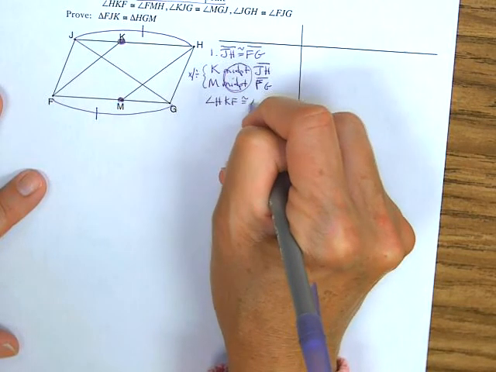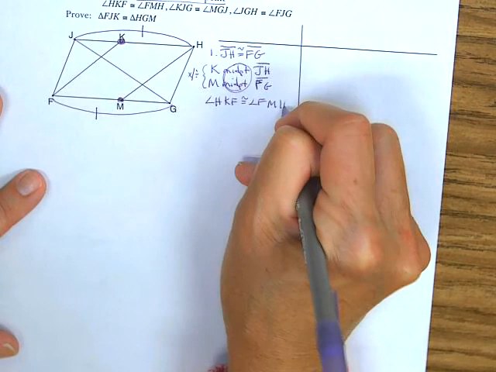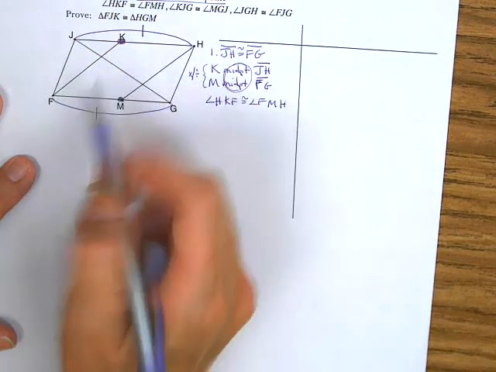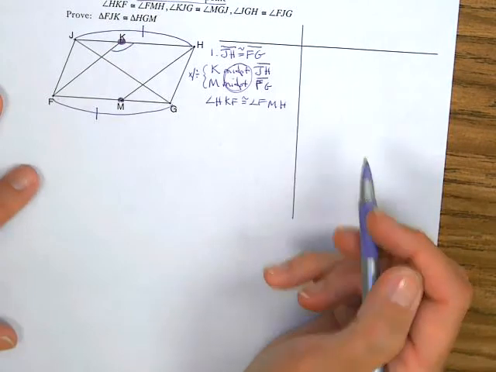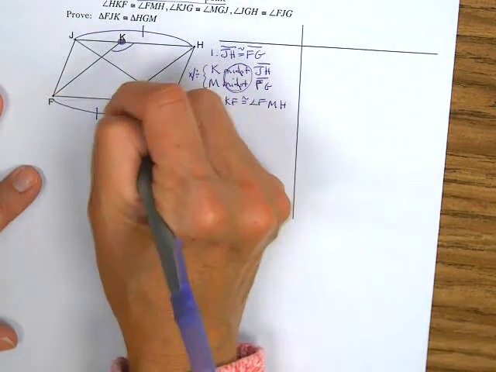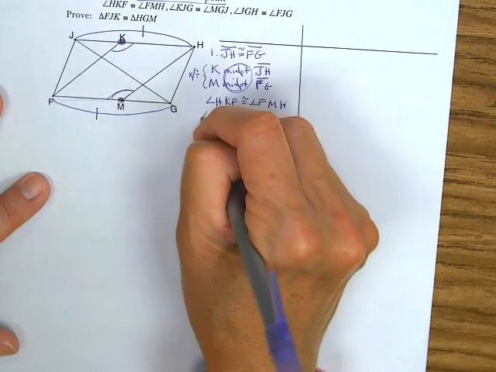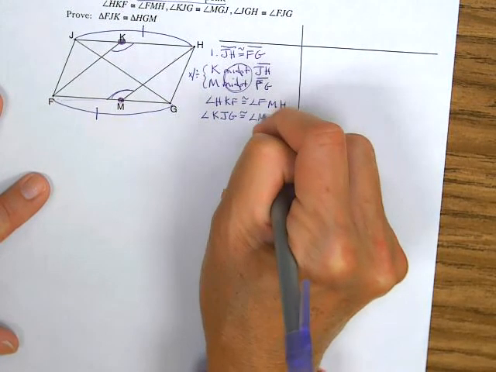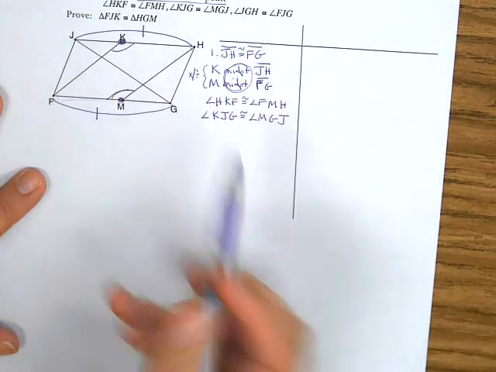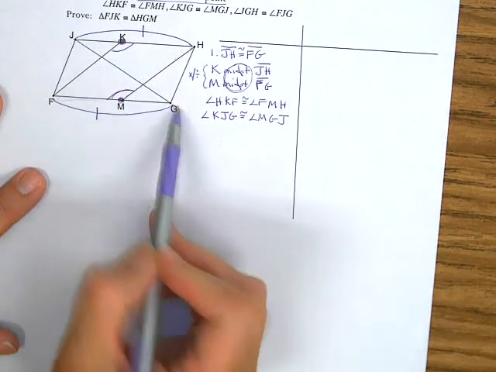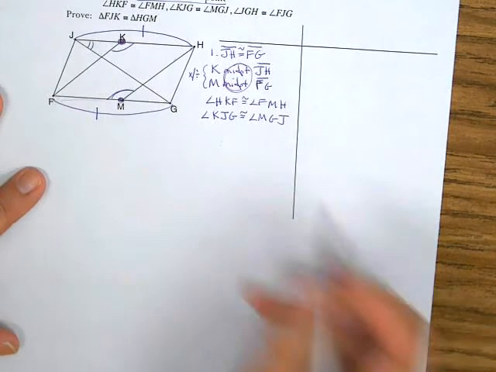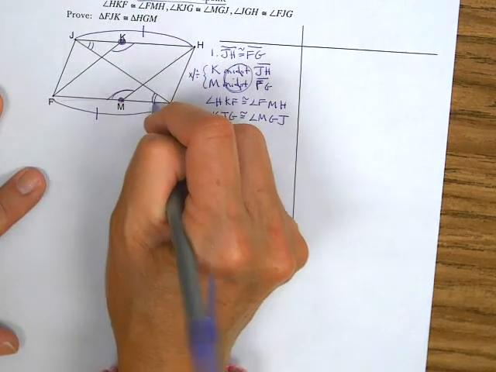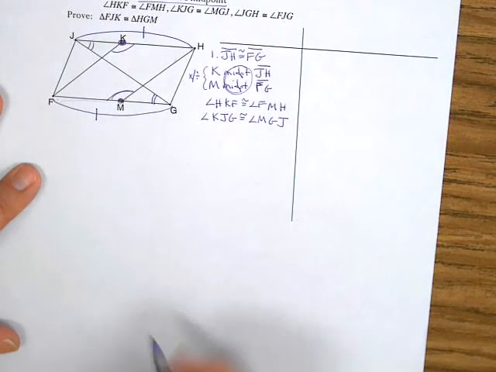Angle HKF is congruent to angle FMH. Let's find these. HKF, that's this angle, congruent to FMH, this angle right here. I have angle KJG congruent to angle MGJ. KJG, that's this angle, congruent to MGJ, that's this one. Really important to mark your diagrams carefully.